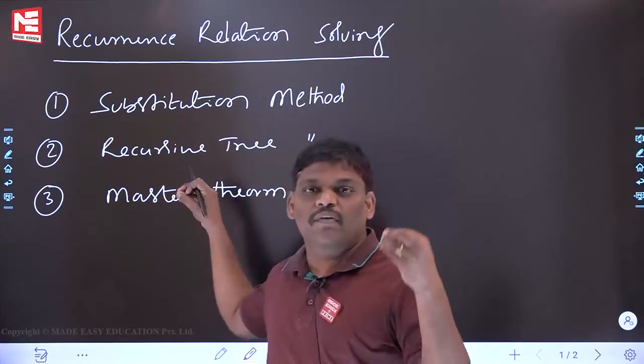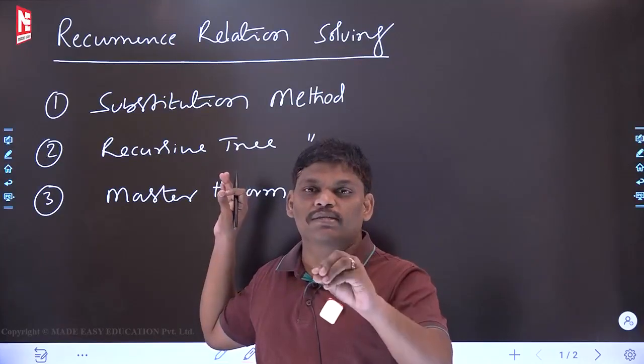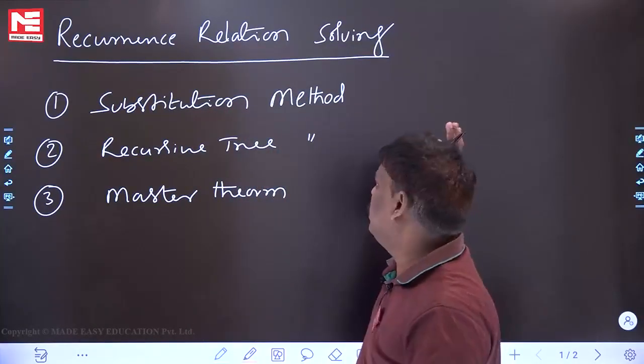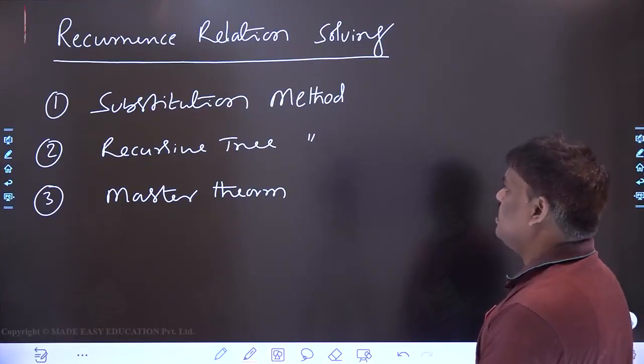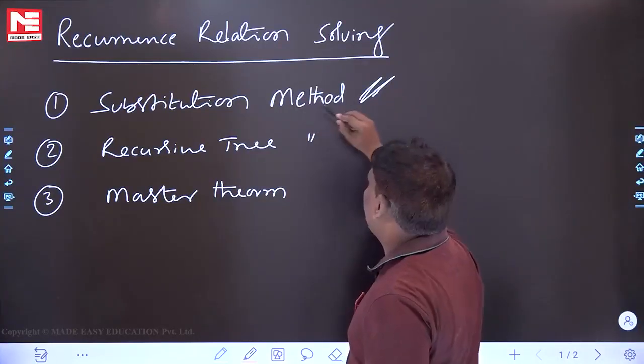Now, in this class, our goal is how to solve the recurrence relation. This is your only goal. Think about this only. Recurrence relation solving, three methods: substitution method, recursive tree method, master theorem. Let's go to the first one. Substitution method, how?